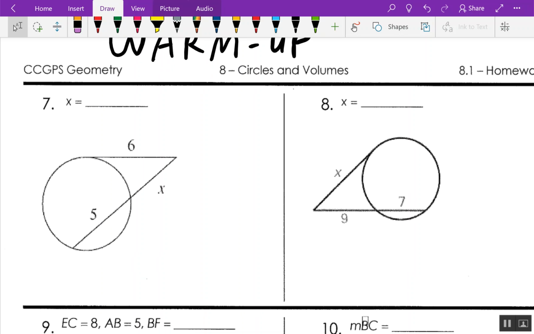And the test is not just on circles. We have to finish all of Unit 3. What do you mean? Volume, arc length, sector area, 2D, 3D.